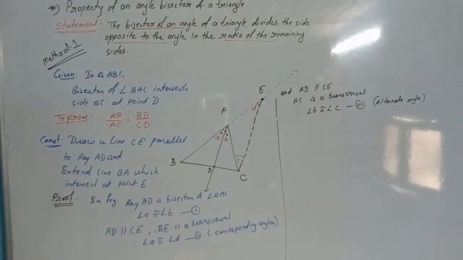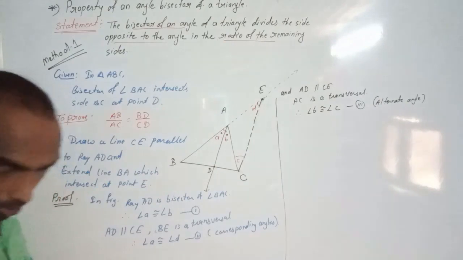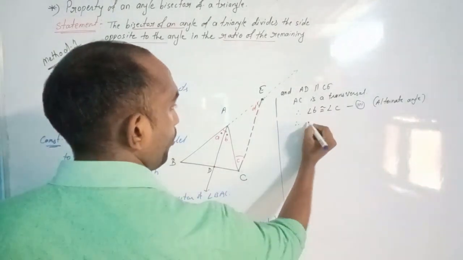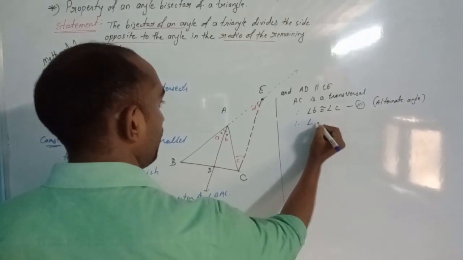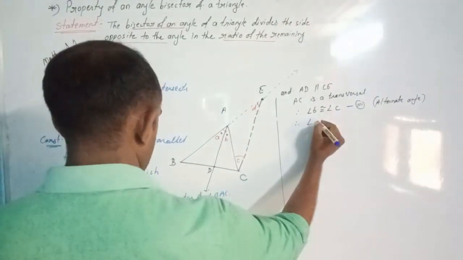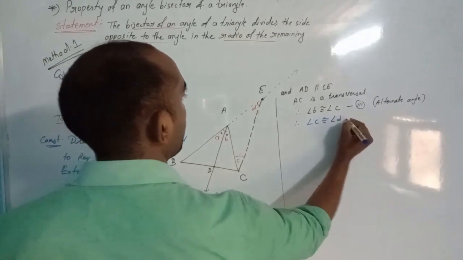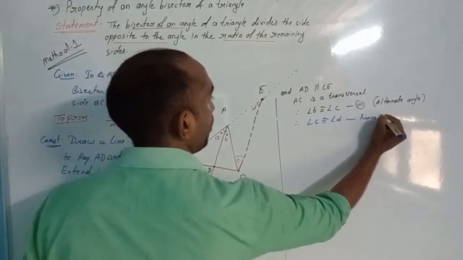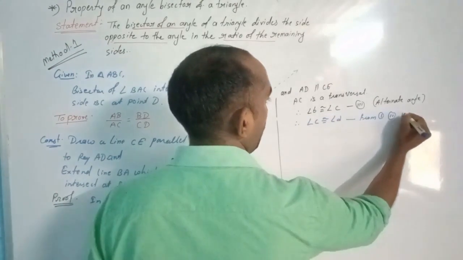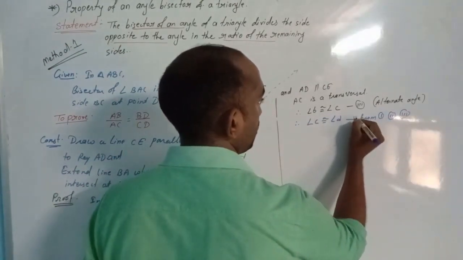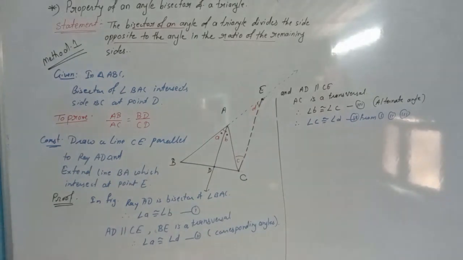Clear? Now from 1, 2 and 3, what can we say? Here AB is congruent to AE, AE is congruent to AD, and angle B is congruent to angle C. So therefore we will get angle C is congruent to angle D. Why? From 1, 2 and 3. We will mark this as number 4.